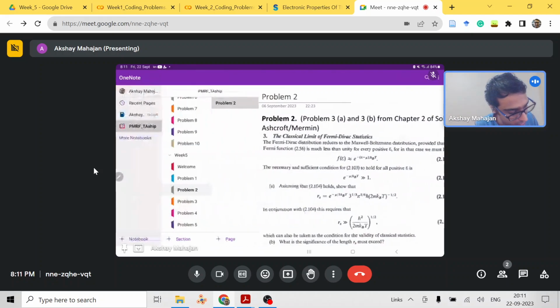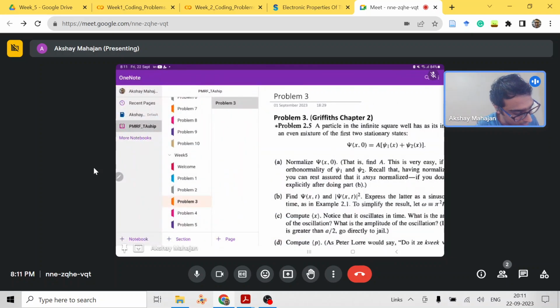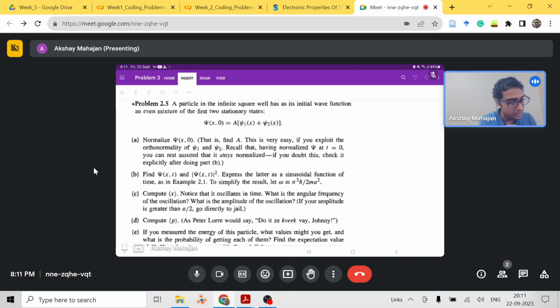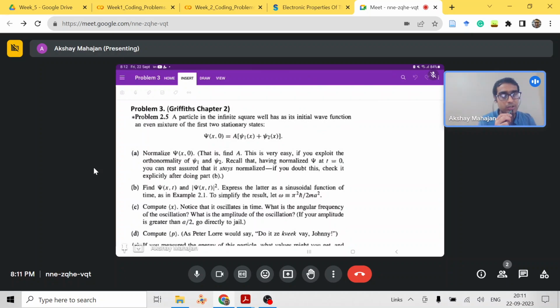Alright, so let's go to problem number 3 now. Now we will solve some problems regarding week 1 and week 2 contents. The problems are mostly regarding the particle in a box. This problem number 3 is from Griffiths' Introduction to Quantum Mechanics, chapter number 2.